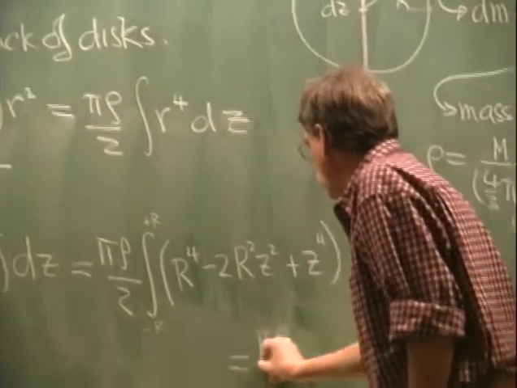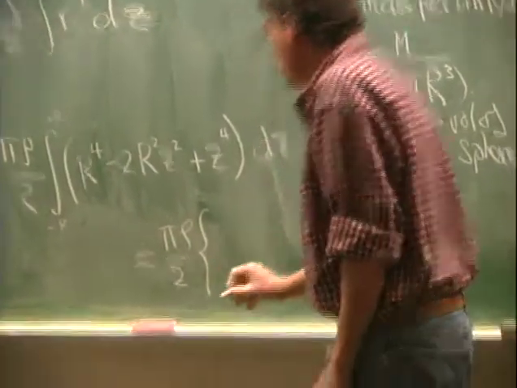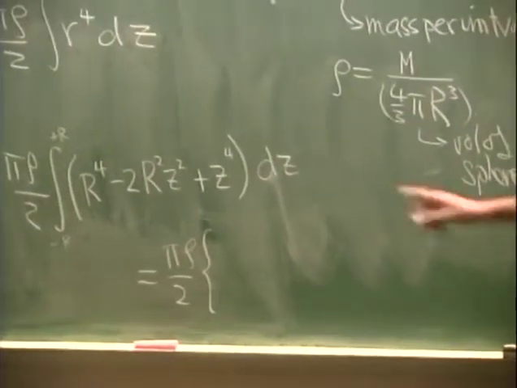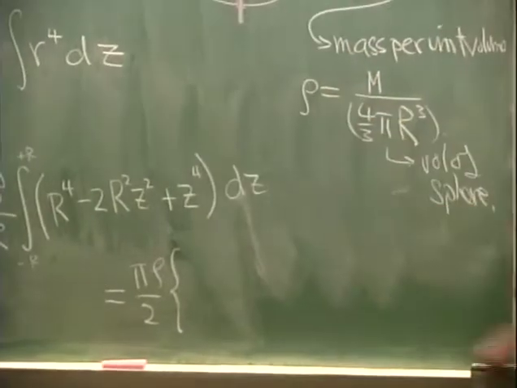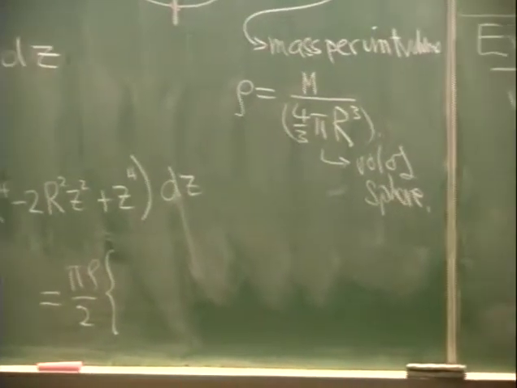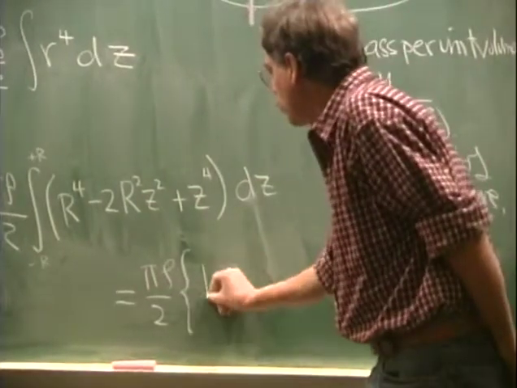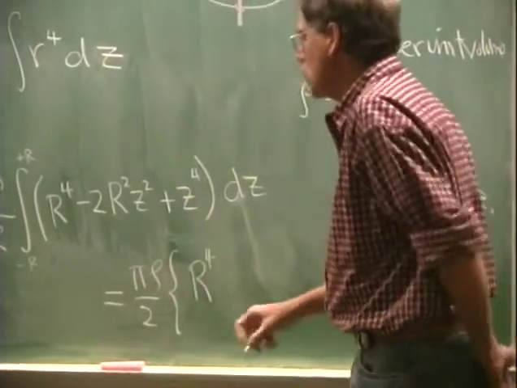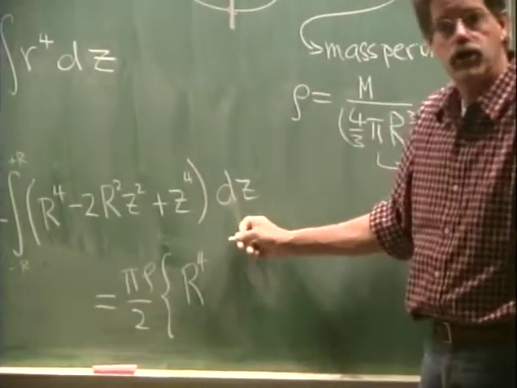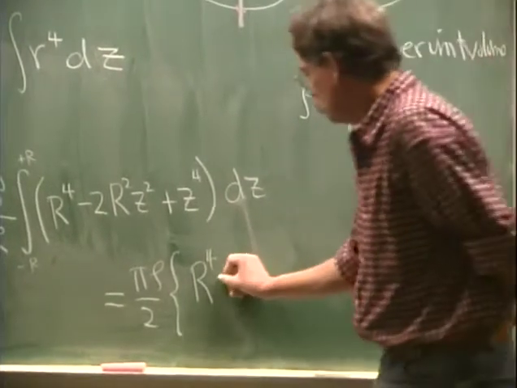Pi rho over 2. Okay, now, capital R is a constant. That's just the radius of the sphere. We're integrating over z. So what's the first integral? The capital R to the fourth just sits there, and I'm integrating dz. Times z.